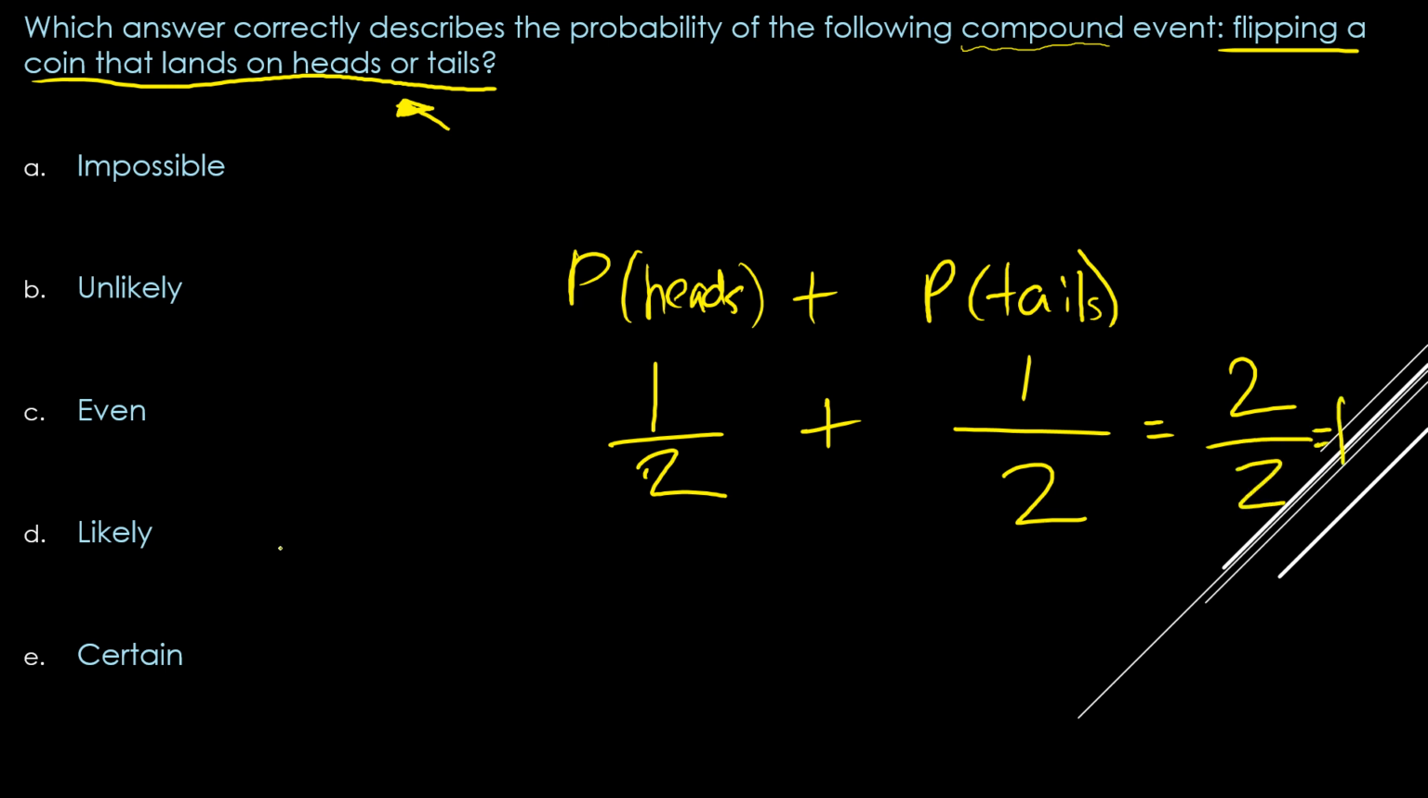This equals 1. So since that equals 1, that means that it is certain that this is going to happen, because if I flip my coin and it lands on heads or tails, those are the only 2 options that I could ever land on, which means that it's 100% certain that this is going to happen.